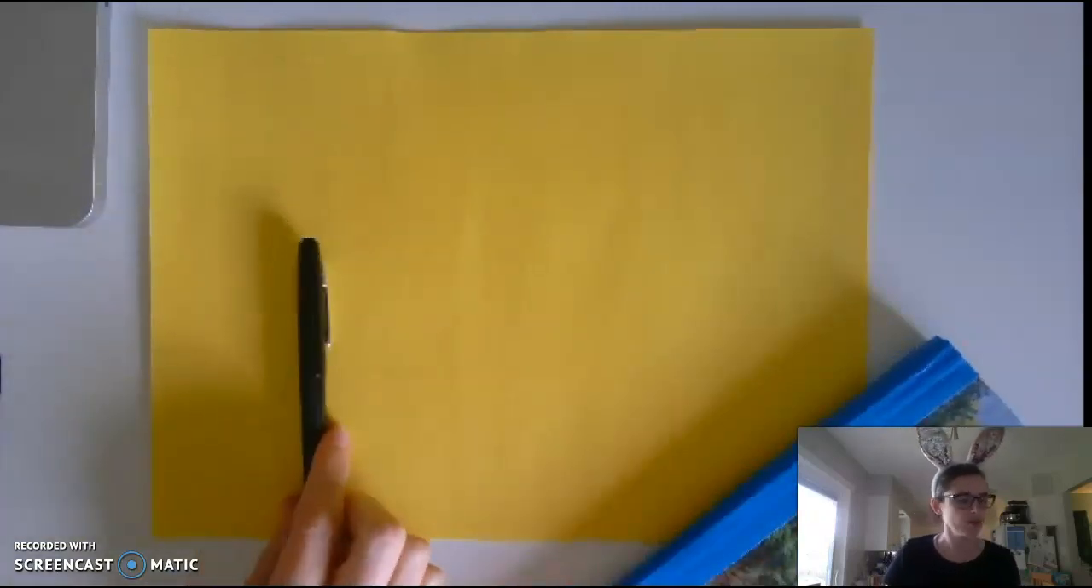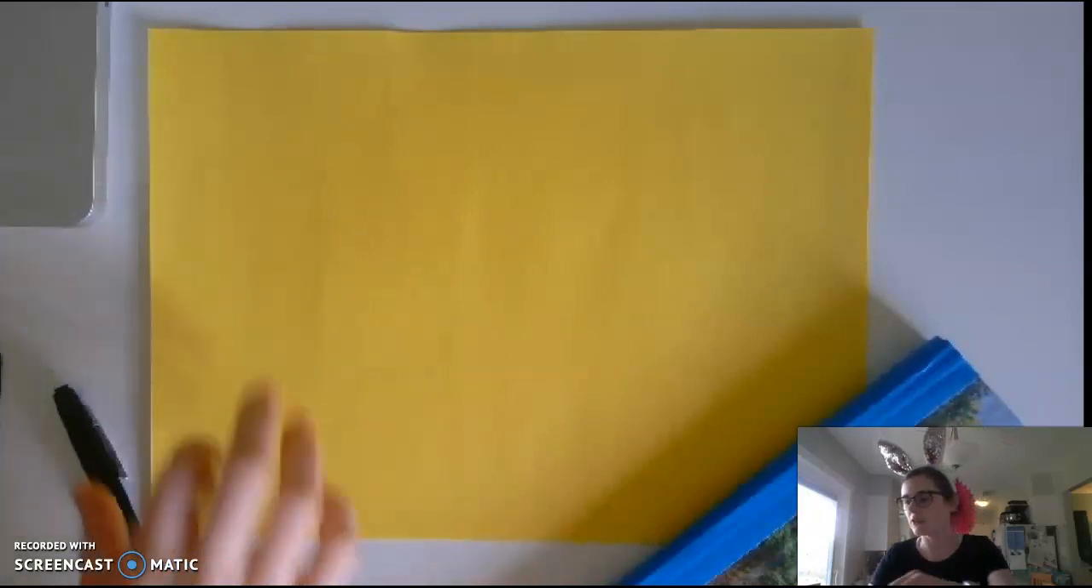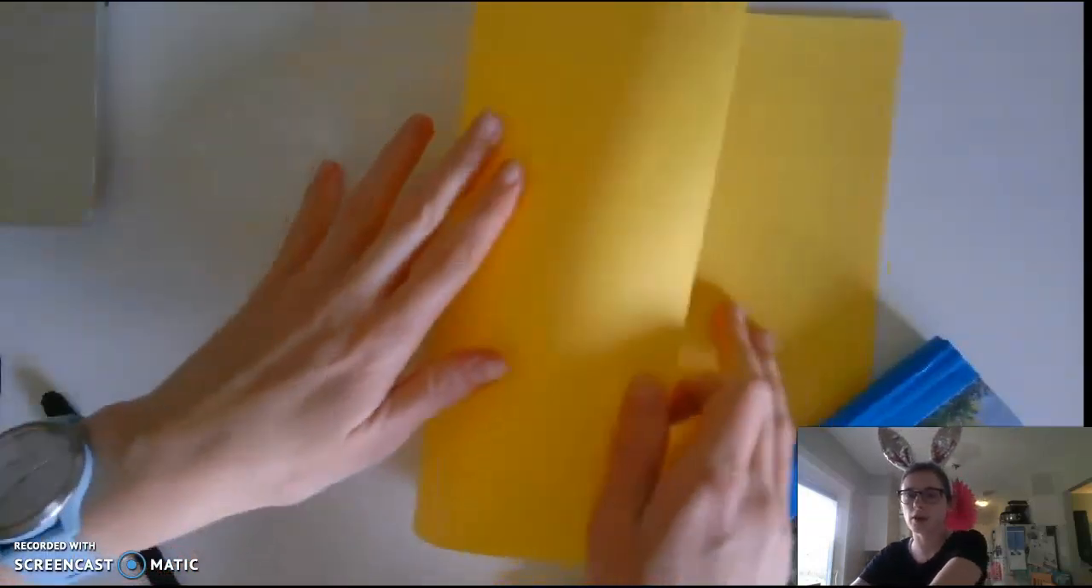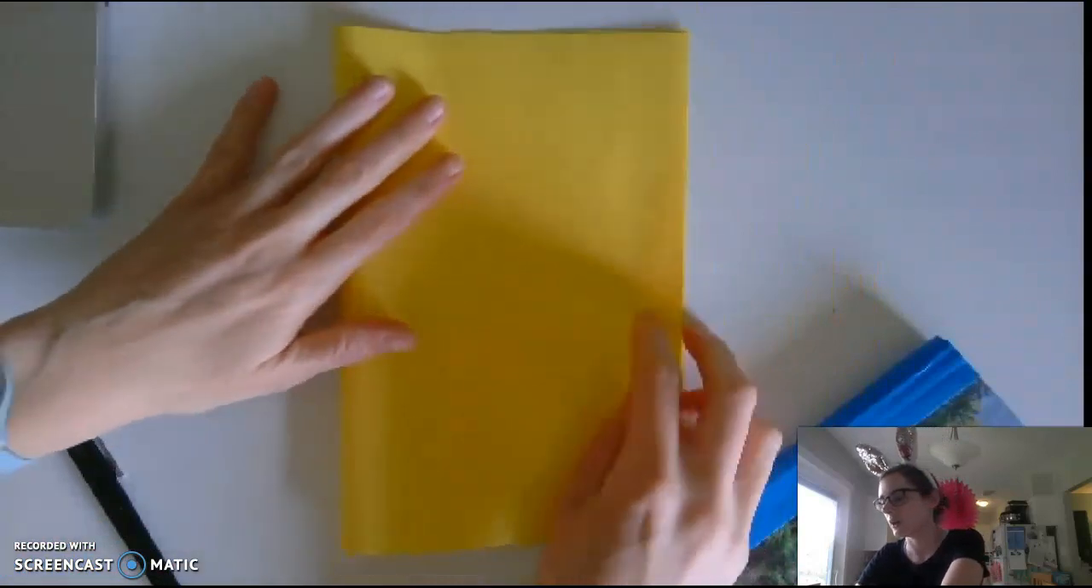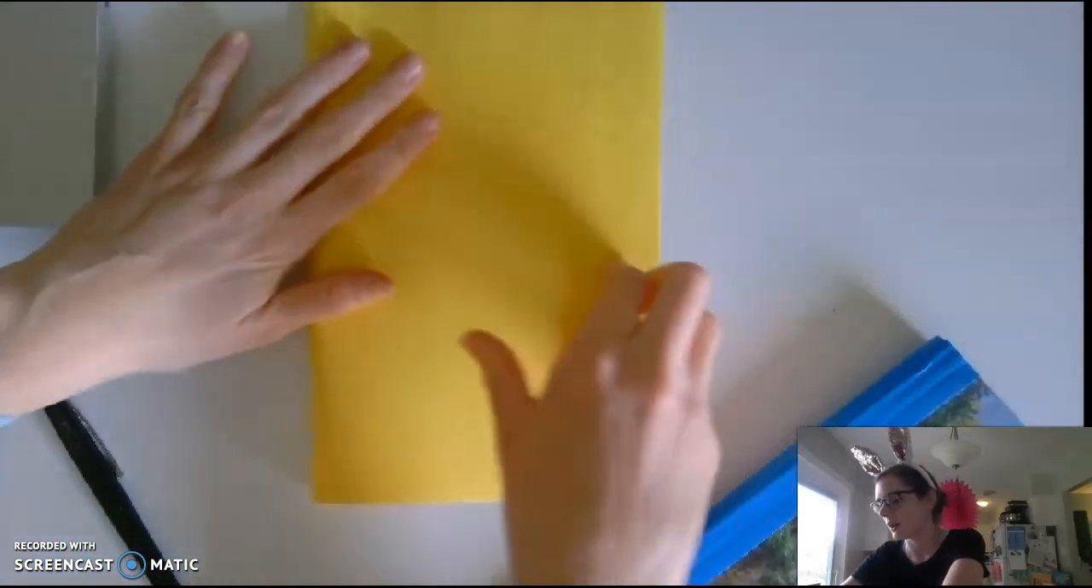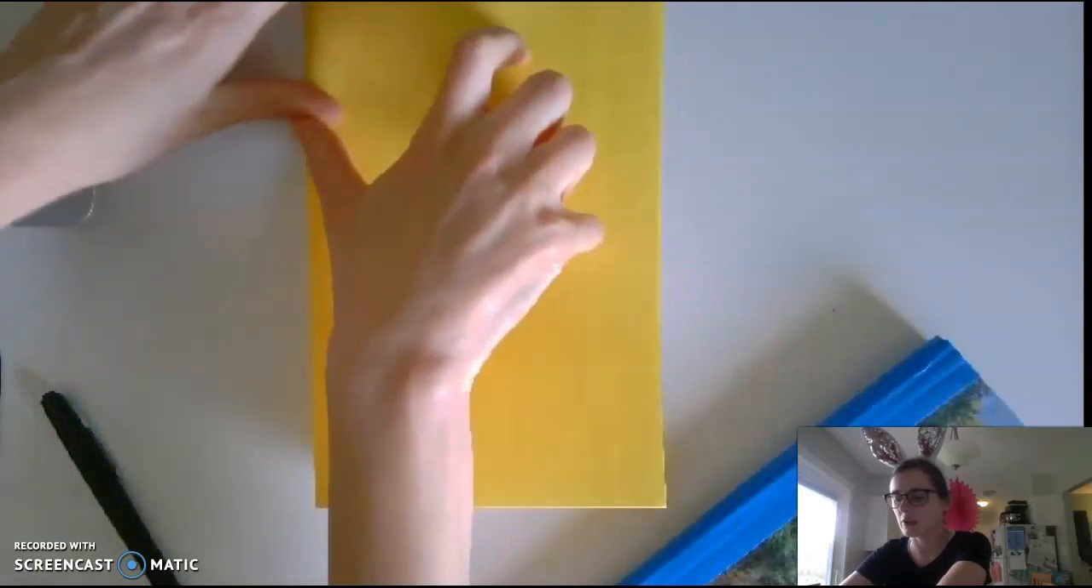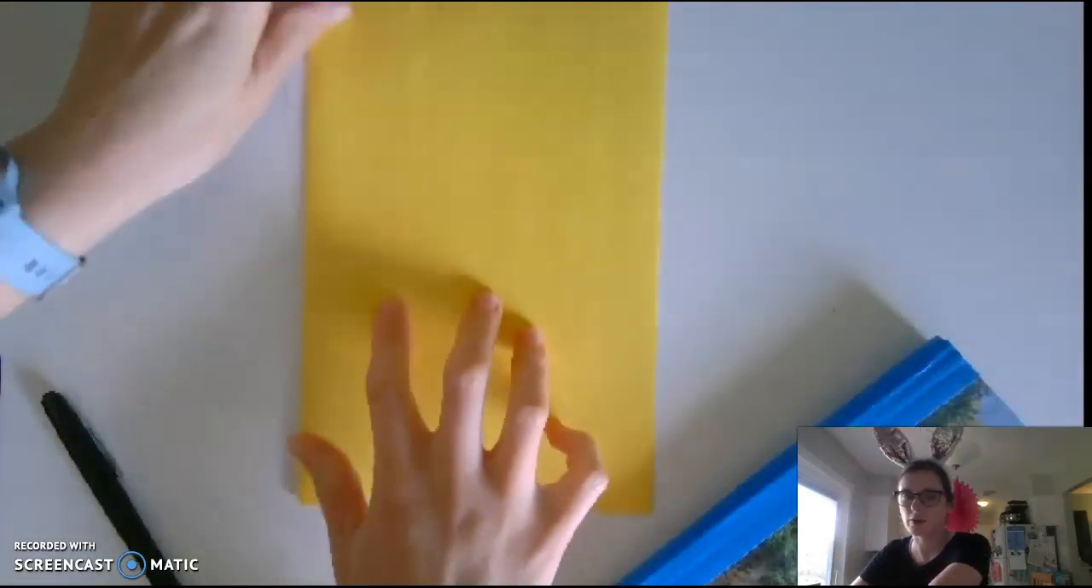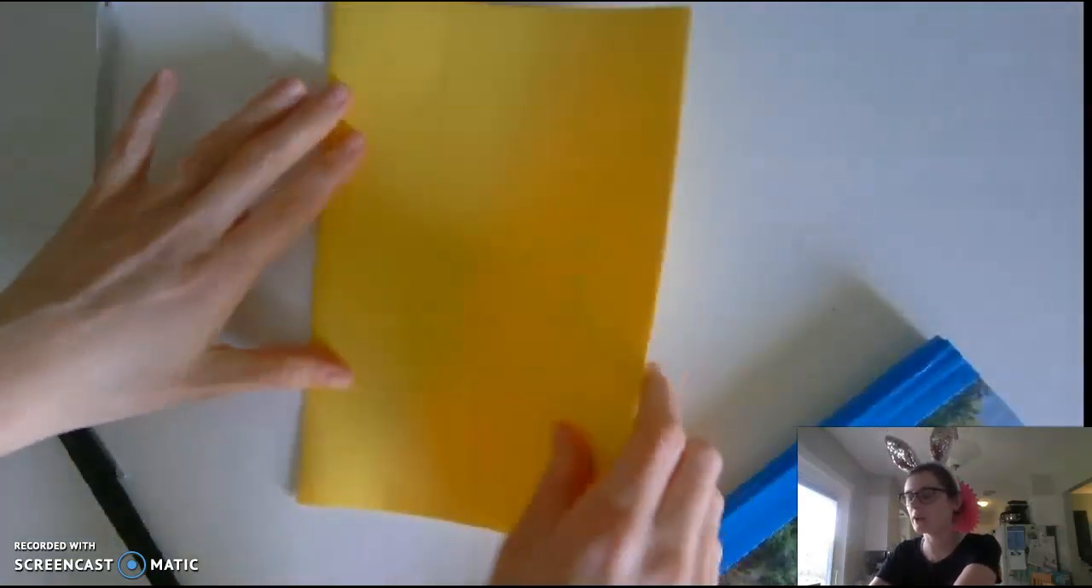Okay, so the first thing I would like you to do is you're actually going to fold your paper in half, and this would be hot dog style, or sorry, hamburger style. So we're going long ways. So I'm going to just fold that in half.